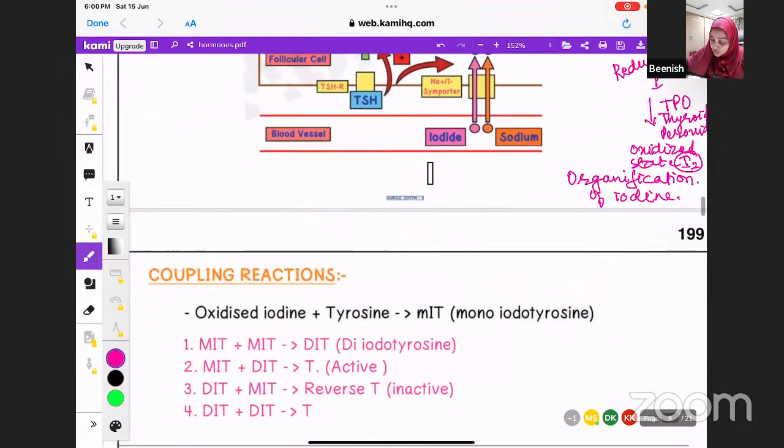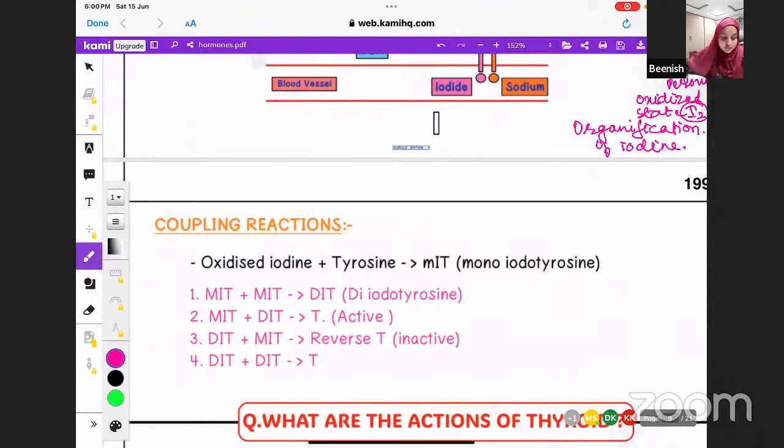Now what is going to happen? Coupling reactions are going to take place. Now, because of the coupling reaction, monoiodotyrosine is being formed. That is, you have oxidized iodine. It combines with tyrosine. So when one iodine combines with tyrosine, it forms monoiodotyrosine. Okay, since there is one iodine, monoiodotyrosine. Now, what is diiodotyrosine? That is when MIT plus MIT, two MITs, couple together, they form diiodotyrosine.